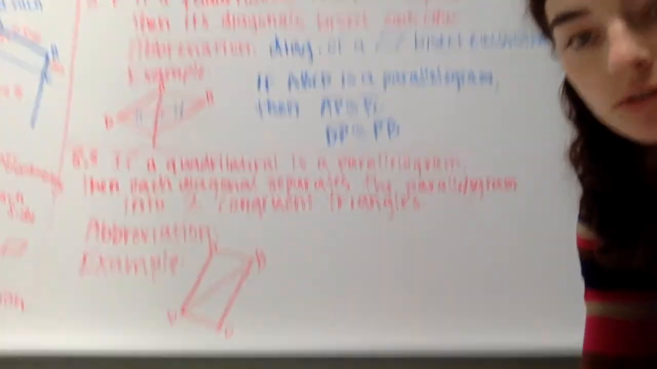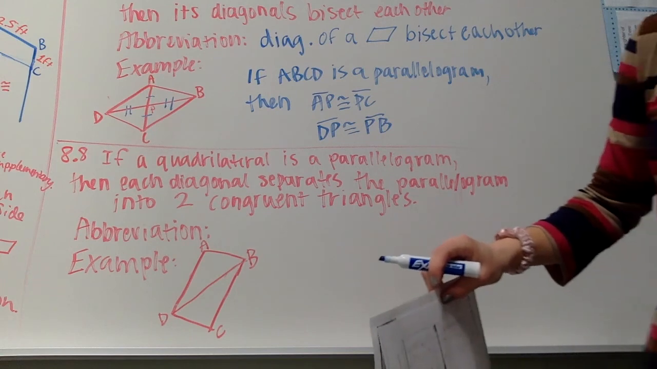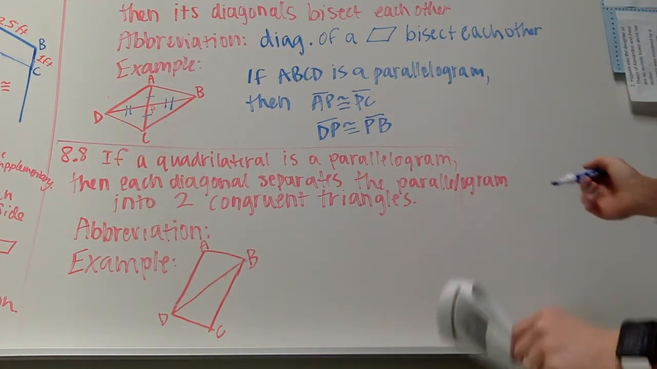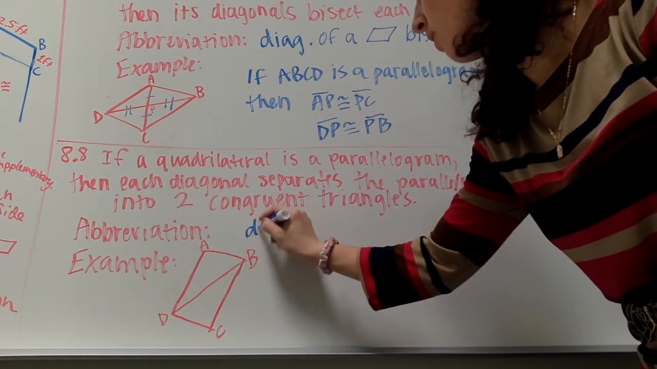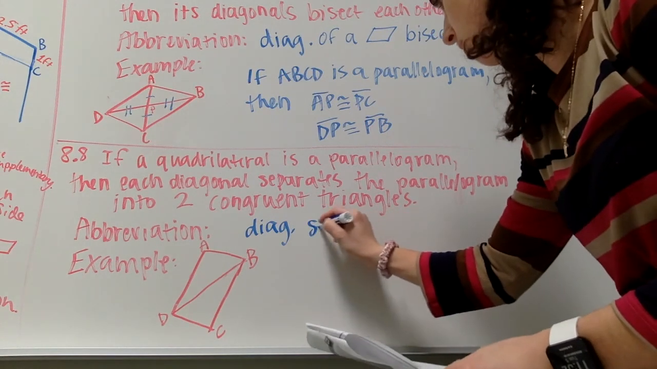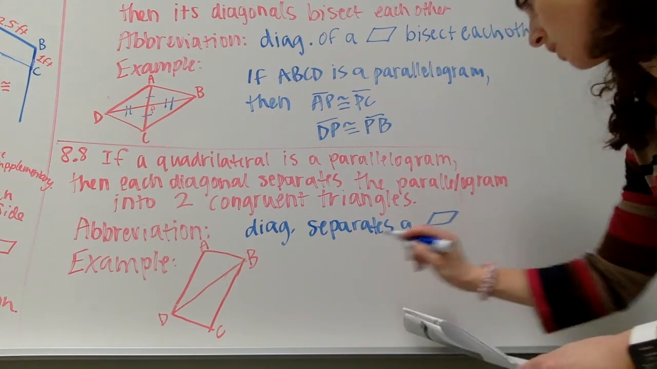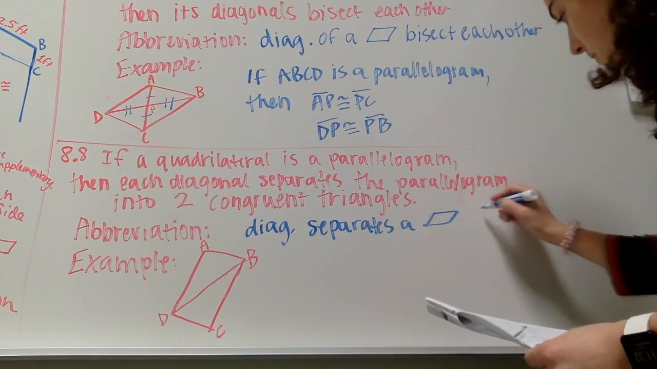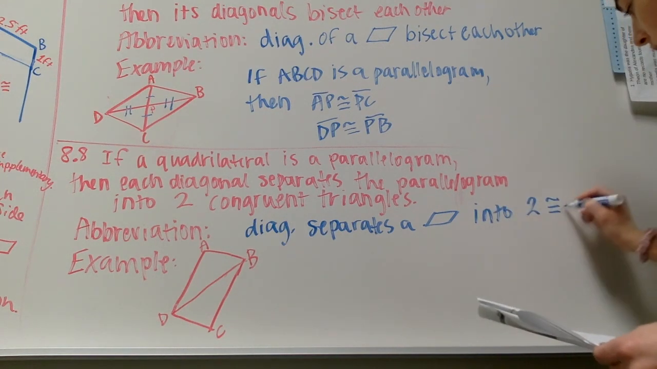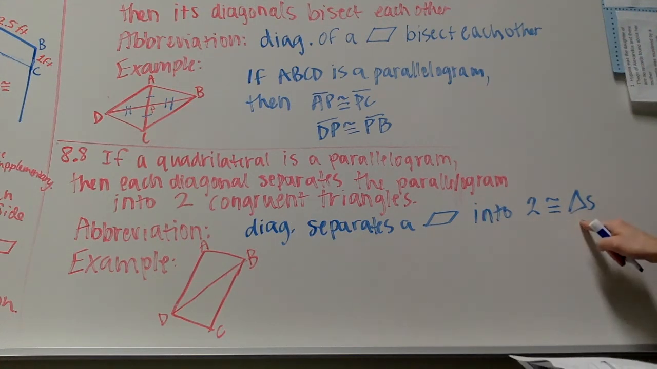And then 8.8, if a quadrilateral is a parallelogram, then each diagonal separates the parallelogram into two congruent triangles. Okay, so that one's pretty crazy. Let's go ahead and abbreviate that. Diagonal separates a parallelogram into two congruent triangles. Okay, so you can write it like that.